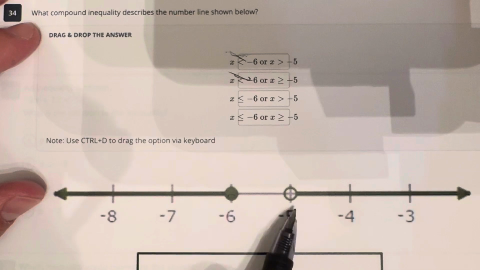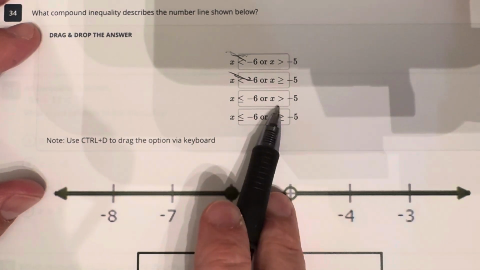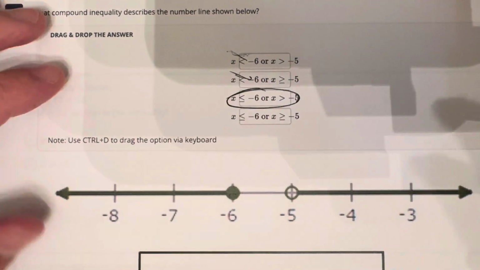So now we go to the 5. It's an open circle, and we know open circles don't have the line underneath it, so it's going to be our third choice there, okay?